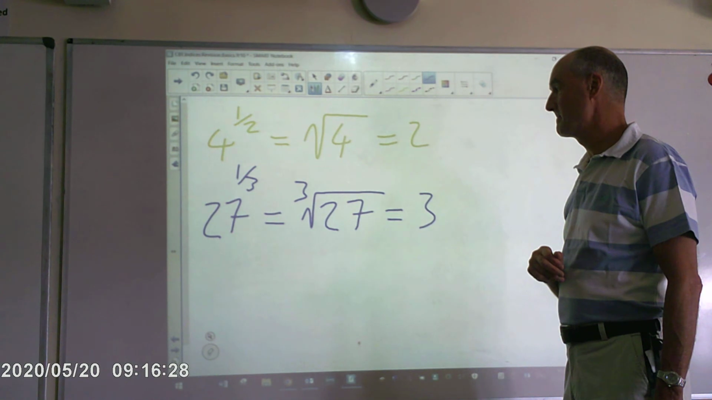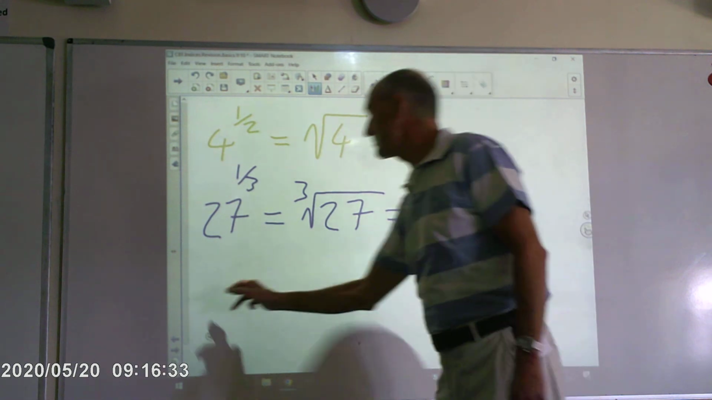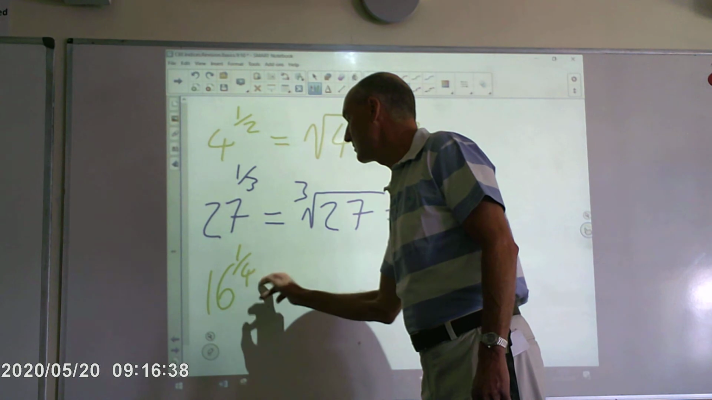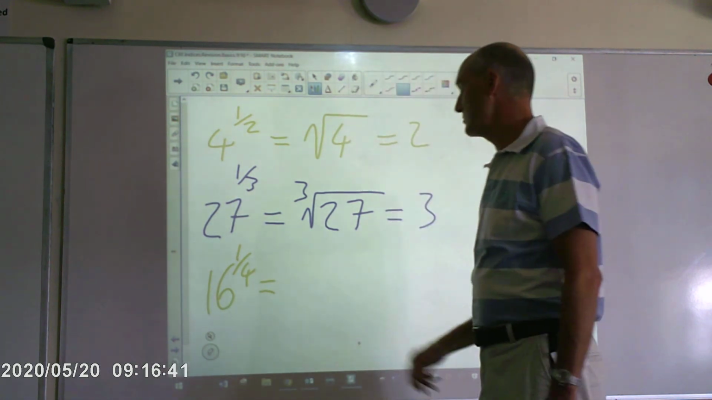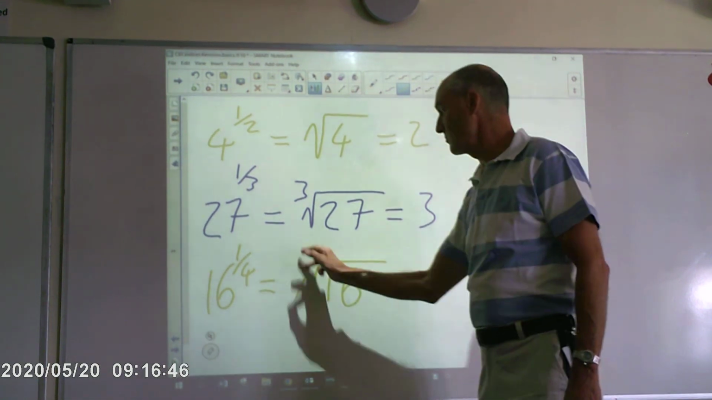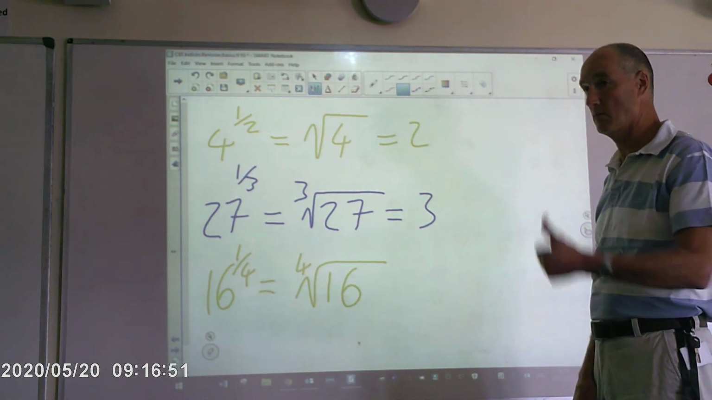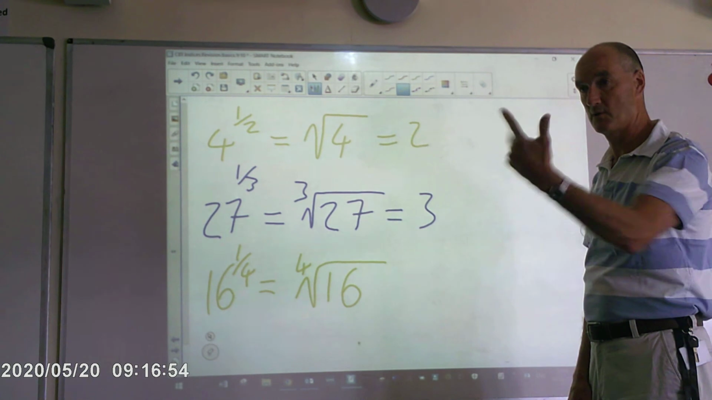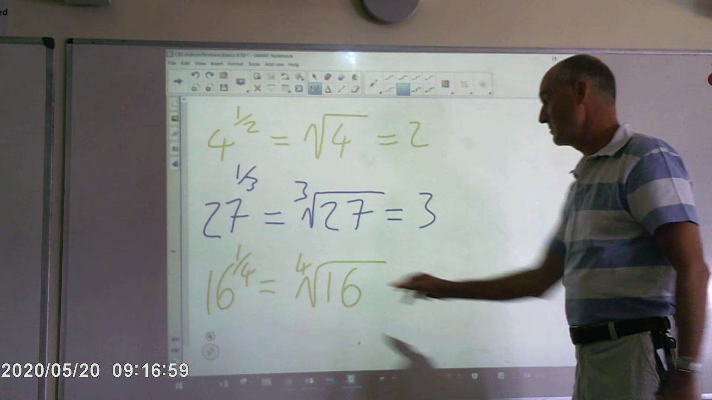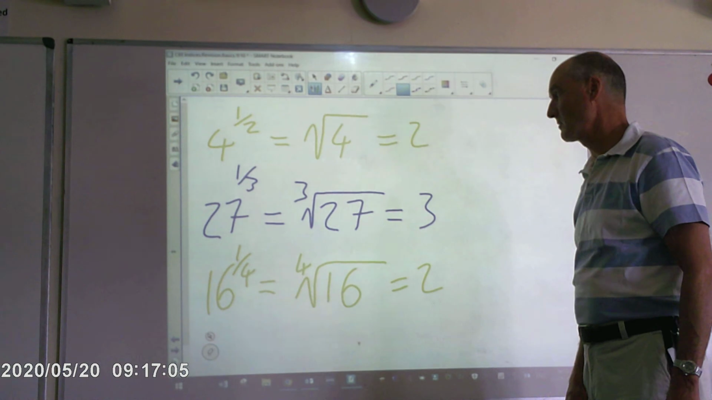Okay. Let's give you a third example actually. What about 16 to the power of a quarter? So we put our 16 in the root sign, got that 4 outside. What multiplied by itself 4 times makes 16? 2 times 2 times 2 times 2 makes 16. So the fourth root of 16 is actually 2. Okay?